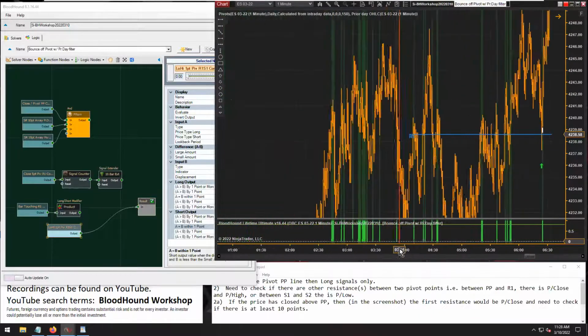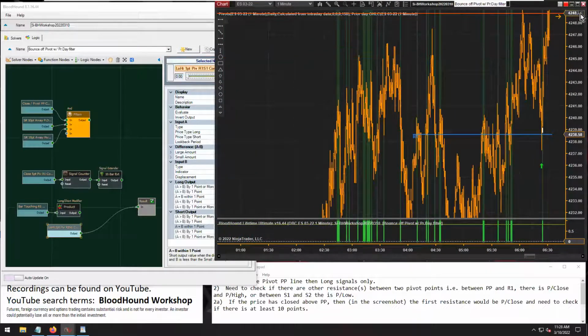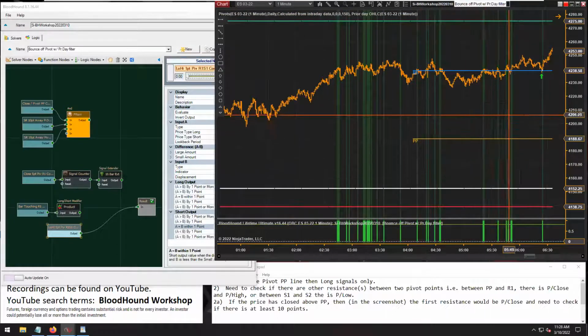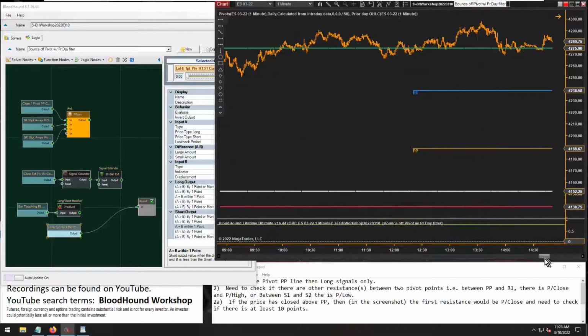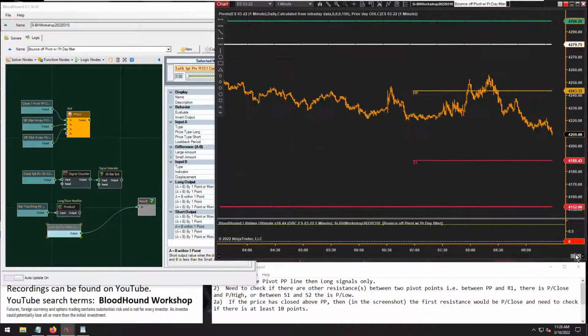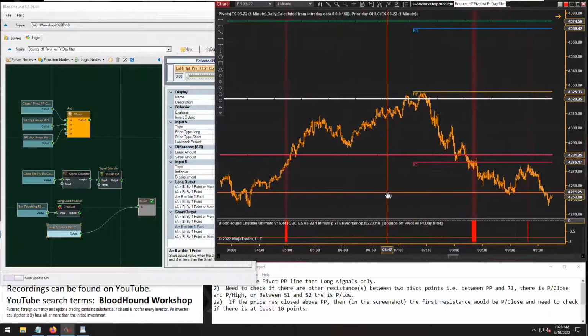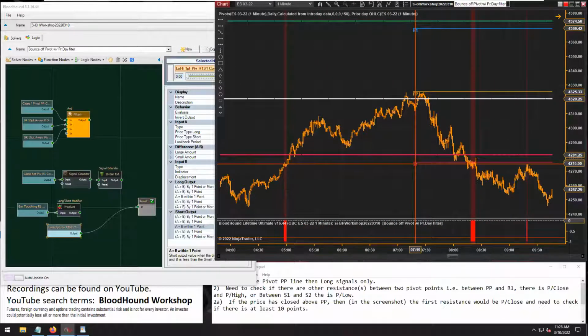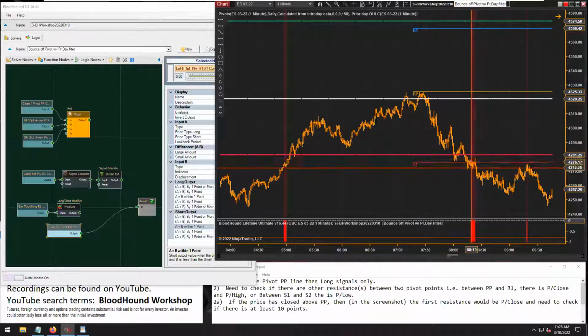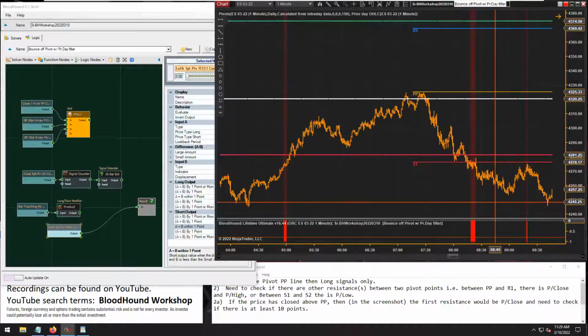So let's see if we actually get that. I wonder. Yeah, there we go. There. So here's S1, and so we can kind of see, right, price is clustered around S1. So we have a bunch of bars here where the high of the bar is within 1 point of S1. So there we go. There's our little confirmation.